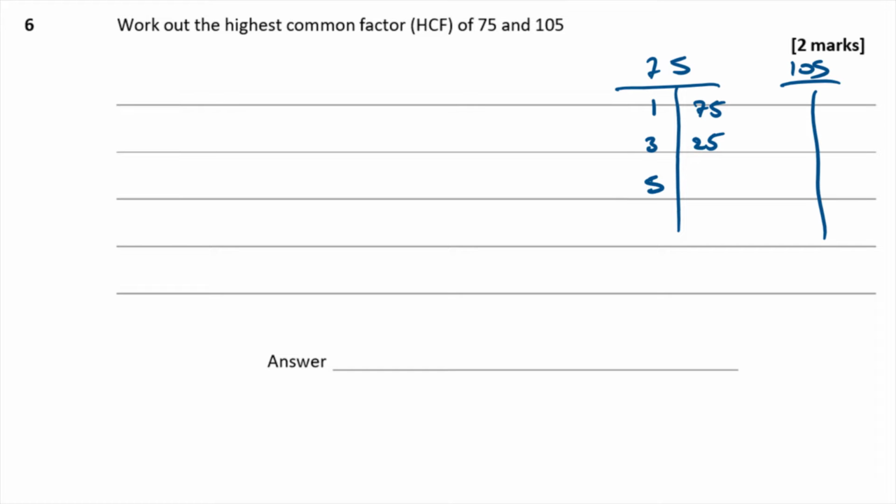5 and 15. 6, nope, don't think so. 7, nope. 8, nope. 9, nope. 10, nope. 11, nope. 12, nope. 13, nope. 14, nope. And then I've kind of met myself coming back down the other way.